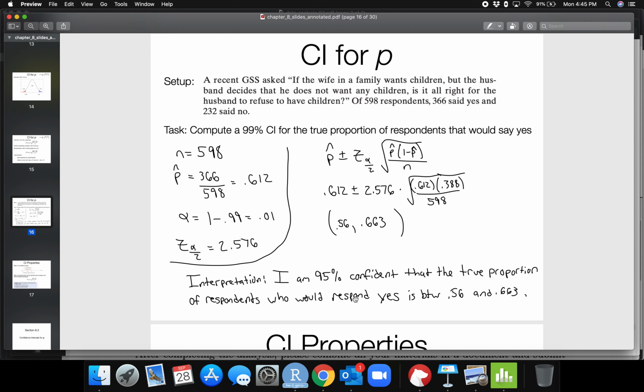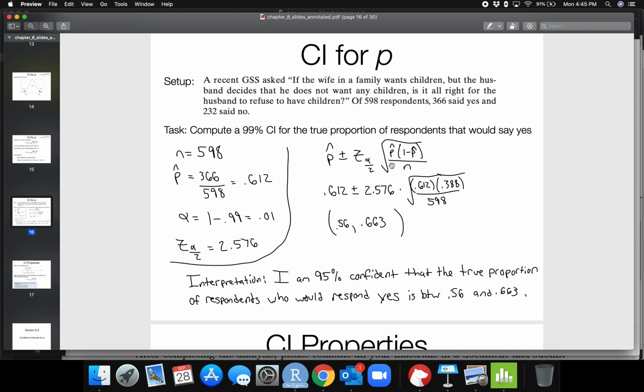Again, confidence is not in the actual endpoints here, but it's in the method that I use to create the endpoints, i.e. this formula up here, p hat plus or minus z times the square root of p hat times 1 minus p hat divided by n. That whole thing, that's the method that I'm confident in.